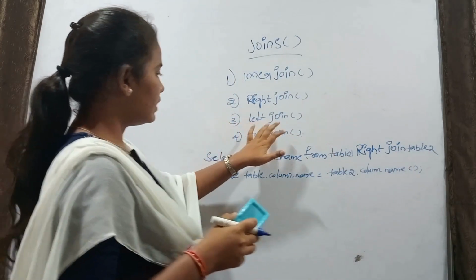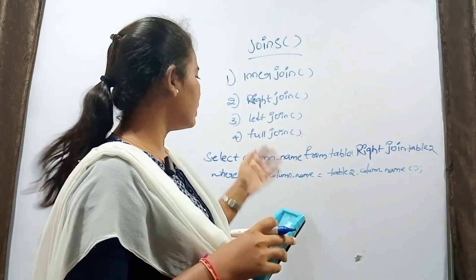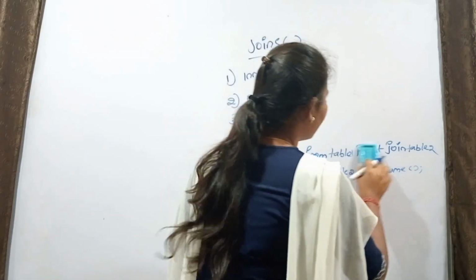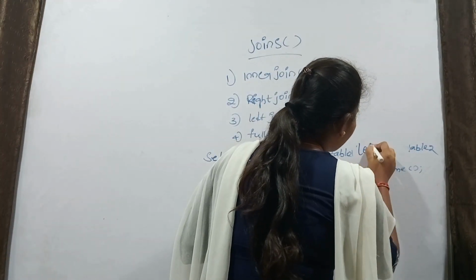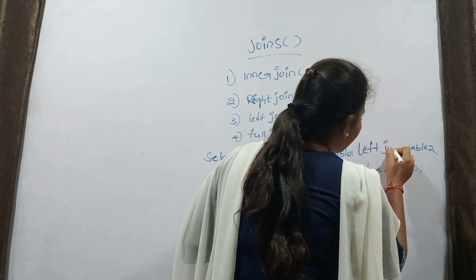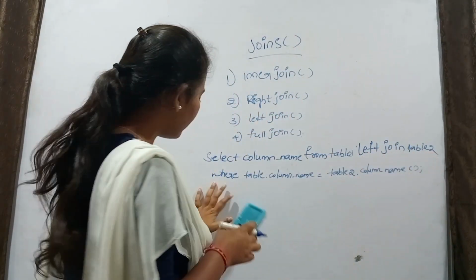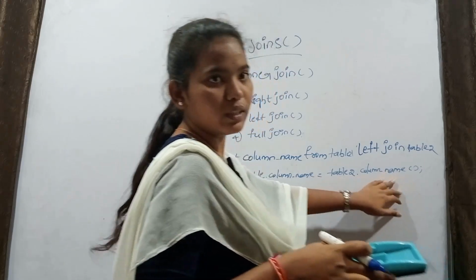Next, left join means it will return all records from the left table and matched from the right table. Syntax for left join. Now select column name from table 1 left join table 2, where condition we use, where table 1 column name equals to table 2 column name.